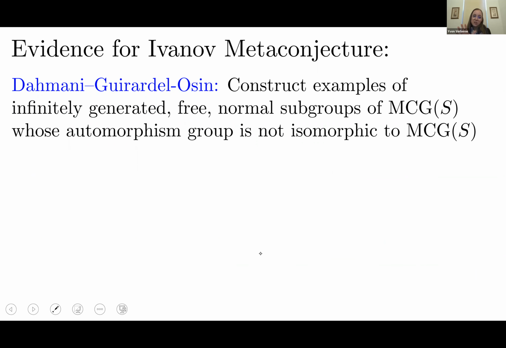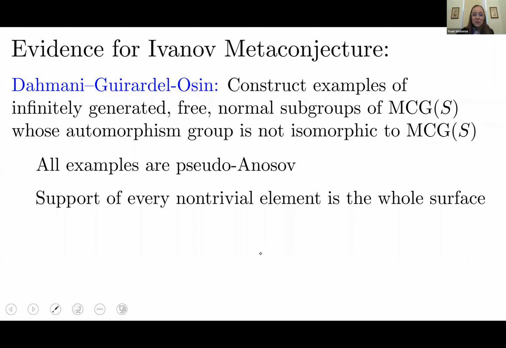Taking a closer look at the work by Dahmani, Guirardel, and Osin, something to notice is that in all of the examples, the non-trivial elements in the subgroup are pseudo-Anosov mapping classes. Pseudo-Anosov mapping classes are the mapping classes that mix the underlying surface in a very complicated way. Another way of thinking about it is that the support of a pseudo-Anosov mapping class is the entire surface. So what this means for us is that the support of every non-trivial element is the entire surface. So a natural question to ask is whether the Dahmani, Guirardel, Osin subgroups are the only ones which will not satisfy the Ivanov metaconjecture.